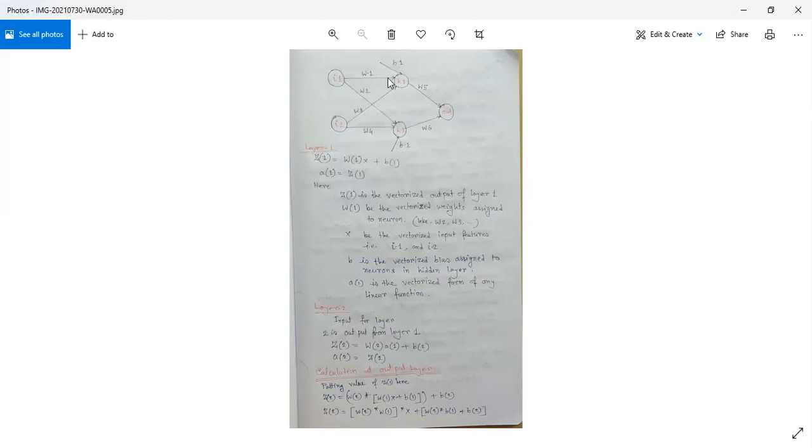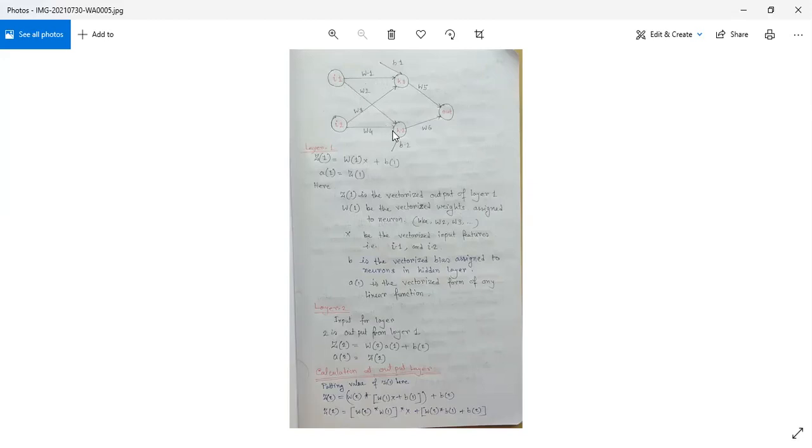And w1 is the vectorized weight assigned to this neuron. If it is going to the input point, and this input goes to the h1 layer, which is the hidden layer, then it is w1.